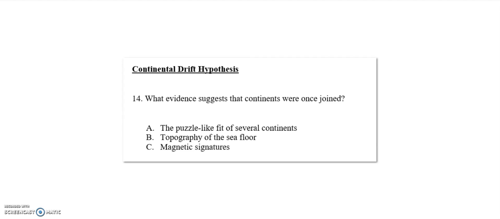Number 14. What evidence suggests that continents were once joined? Is it A, the puzzle-like fit of several continents, B, topography of the seafloor, or C, magnetic signatures? So which evidence suggests that the continents were joined together at one point?